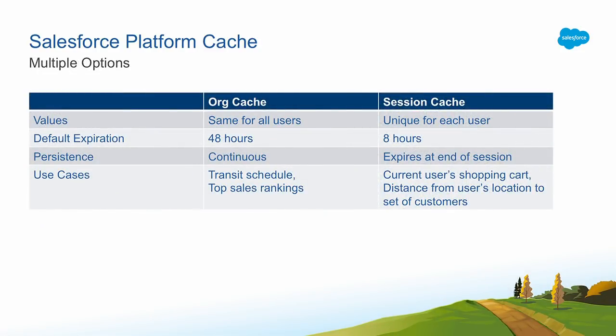All right, so again, a quick compare and contrast when we talk about org cache versus session cache. Org is going to be the same for everyone. Session cache, unique per user. The org cache is going to expire after 48 hours. And the session cache is going to expire after 8 hours, or whenever the session ends. The org cache is going to be continuous for all users across sessions for that 48-hour period. Those are the defaults, but you can make it a little bit shorter if you want.